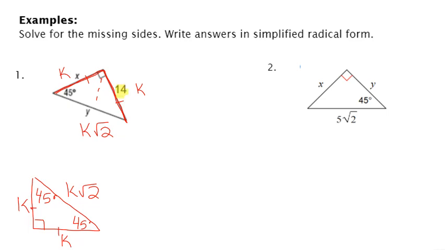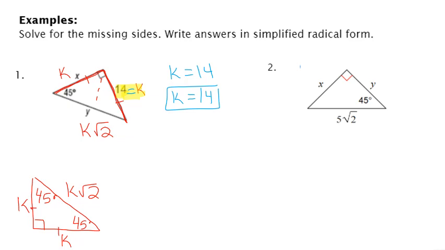So again, I could do Pythagorean theorem knowing these are both 14, but when you get the hang of it, this ends up being a little faster for the 45, 45, 90. So I can see 14 is the same value as K. So if I set them equal to each other, I have K equals 14. There's nothing really to solve there. K is already by itself. So my scale factor essentially ends up being 14.